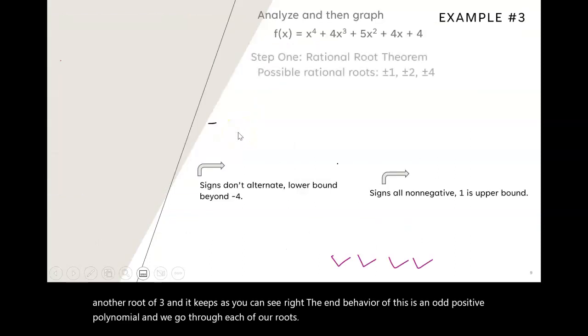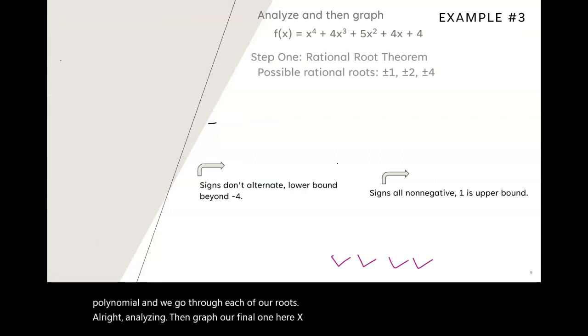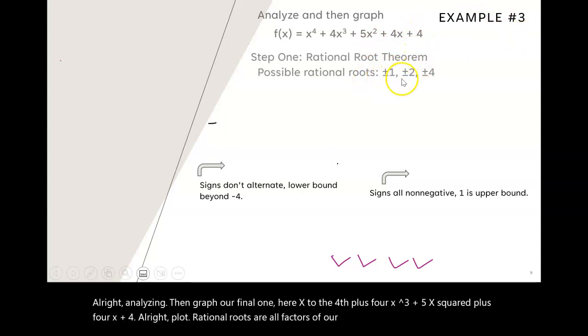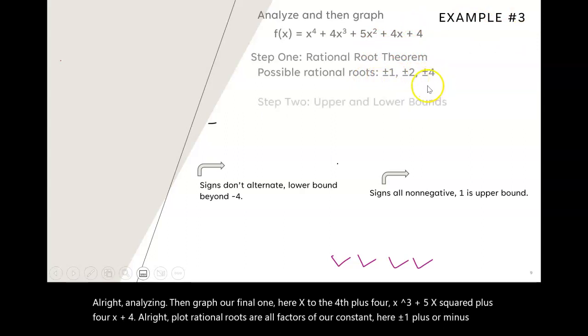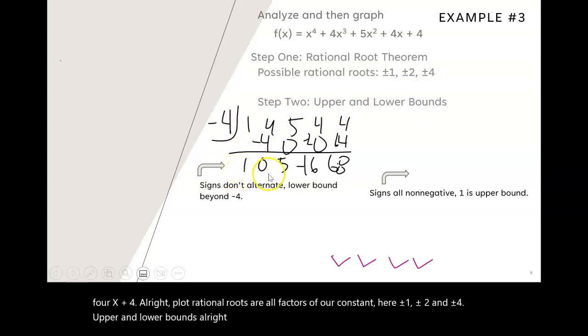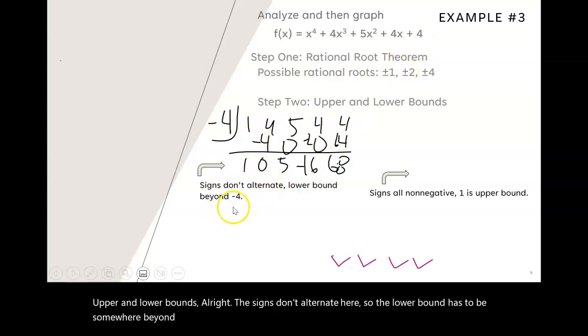All right, analyze and then graph our final one here, x to the 4th plus 4x cubed plus 5x squared plus 4x plus 4. All right, rational roots are all factors of our constant here, plus or minus 1, plus or minus 2, and plus or minus 4. Upper and lower bounds, all right, the signs don't alternate here. So the lower bound has to be somewhere beyond -4, so it doesn't actually help us here.